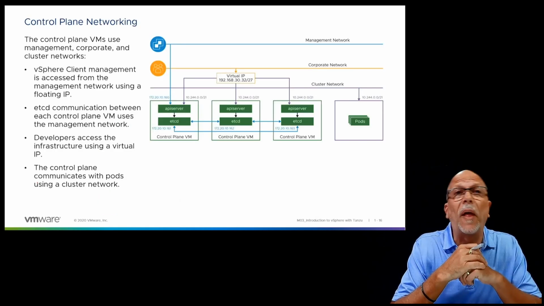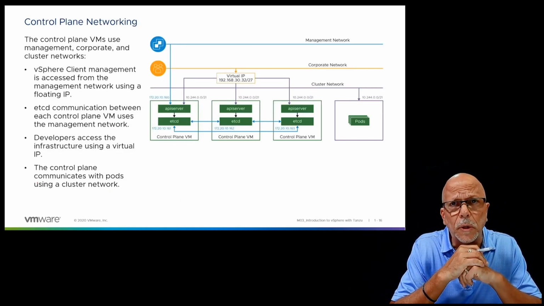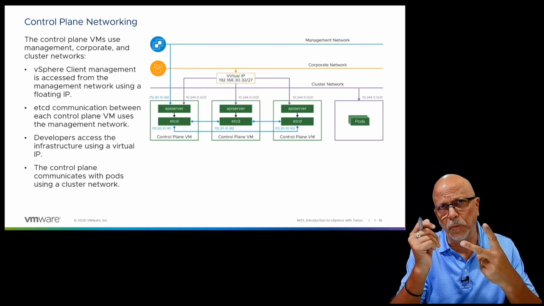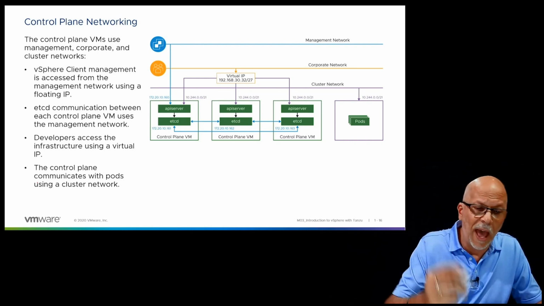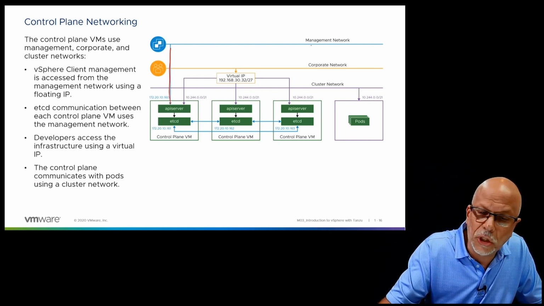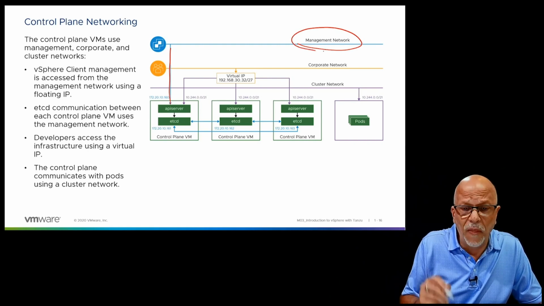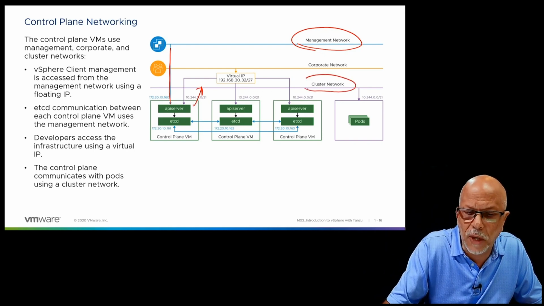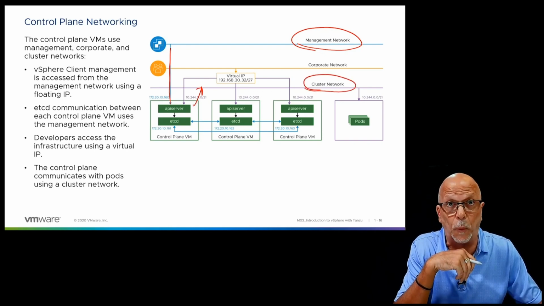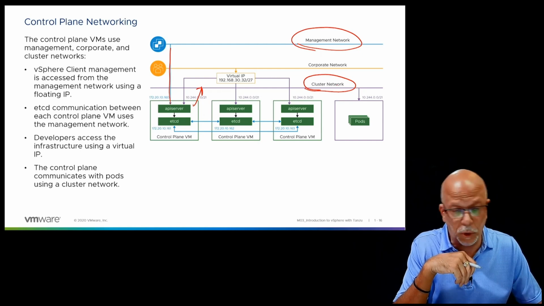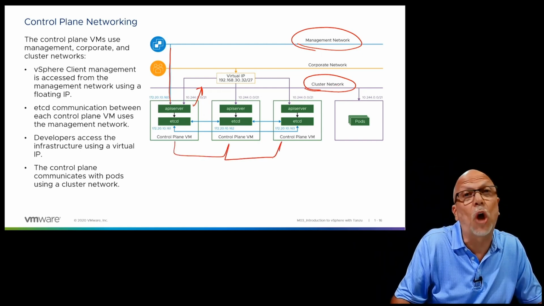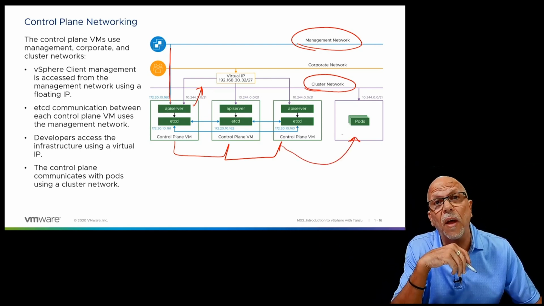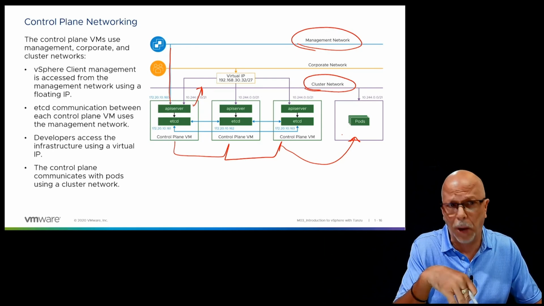How do those control plane VMs actually get networked? Each of the control plane VMs is going to have 2 NICs in them, so they're going to be multi-homed. They're going to have 1 NIC coming up here to the management network. And then they're going to have a second NIC, which is coming down to this new network that we're setting up called the cluster network. That cluster network is how the control plane VMs talk to each other, as well as how they can talk to the pods that are being deployed. These would be my vSphere pods.